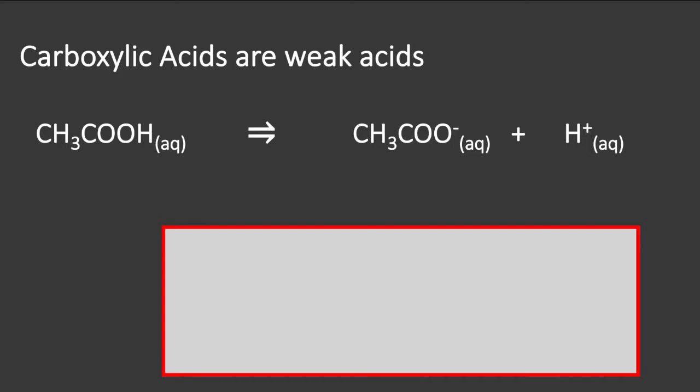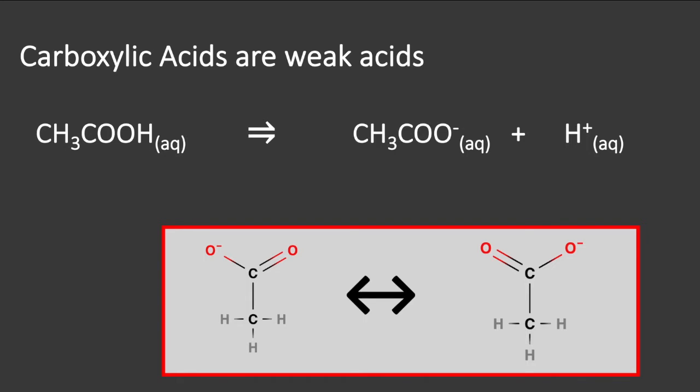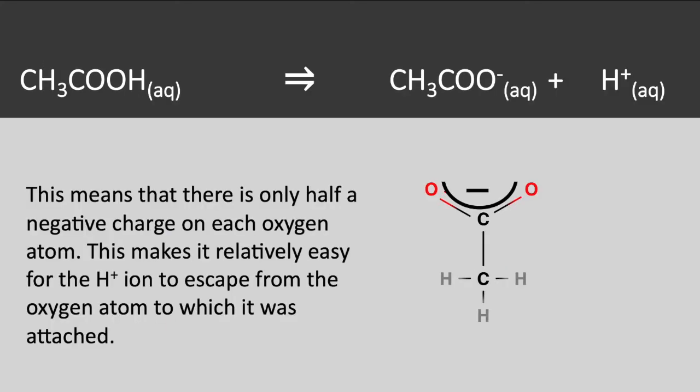So carboxylic acids are acids, but they are weak acids, which means they only partially dissociate in solution. And the reason why they can partially dissociate in solution is because the minus charge on the oxygen can be spread across those two oxygen atoms. If you compare carboxylic acids with alcohols, which just have the one oxygen, alcohols are not acidic, but because of this ability to spread the negative charge, they can dissociate and release H+ in solution.